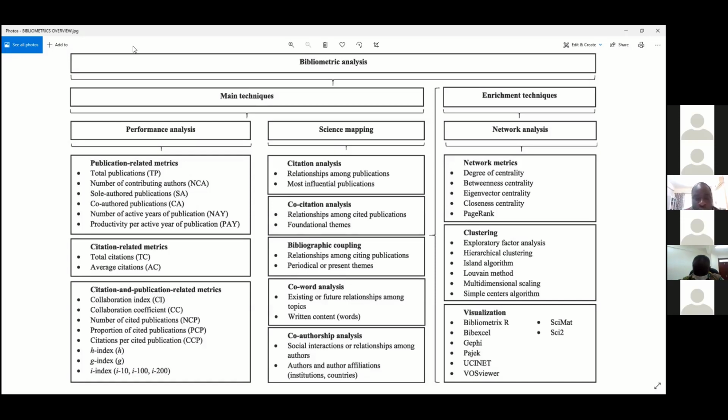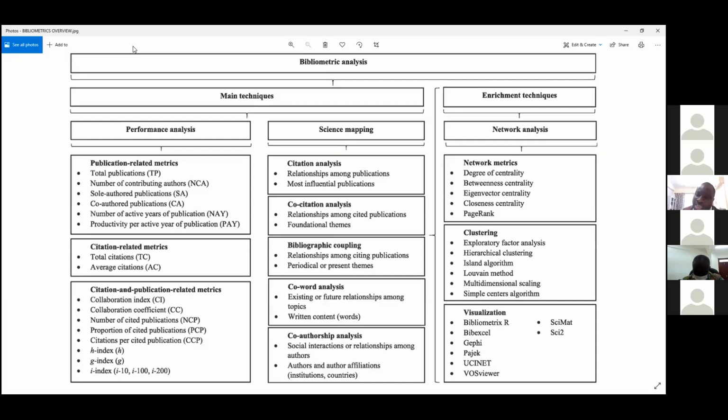You can also do social interactions or relationship among authors. And in that particular context, you can do a dendrogram, which then talks about whether those people were trained by the same supervisor elsewhere, and for which reason they are now collaborating or something to that effect.